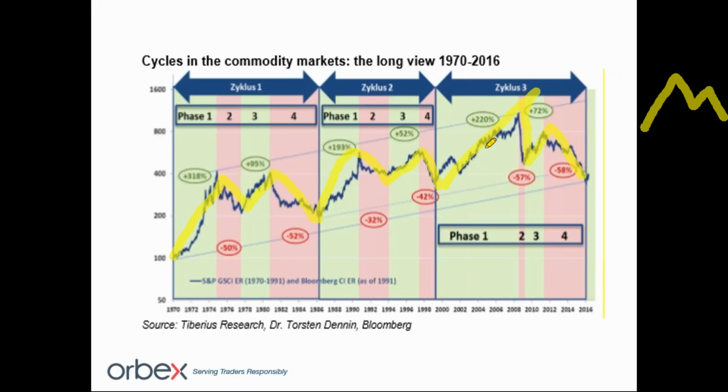What that means is that the first phase of every cycle, on average, would be the biggest move. So if at all we're expecting another commodity run to the upside, then that phase 1 would be quite significant, and that's the best leg to take, basically.